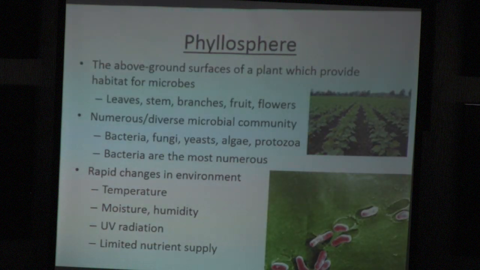And here is the phyllosphere. So this is your leaves, so stuff that's going on with your chloroplasts. The leaves, the stems, branches, fruits, and flowers, everything above the soil. And these are just as diverse, bacteria being the most numerous. And again, bacteria and microbes of all varieties rapidly change to their environment.